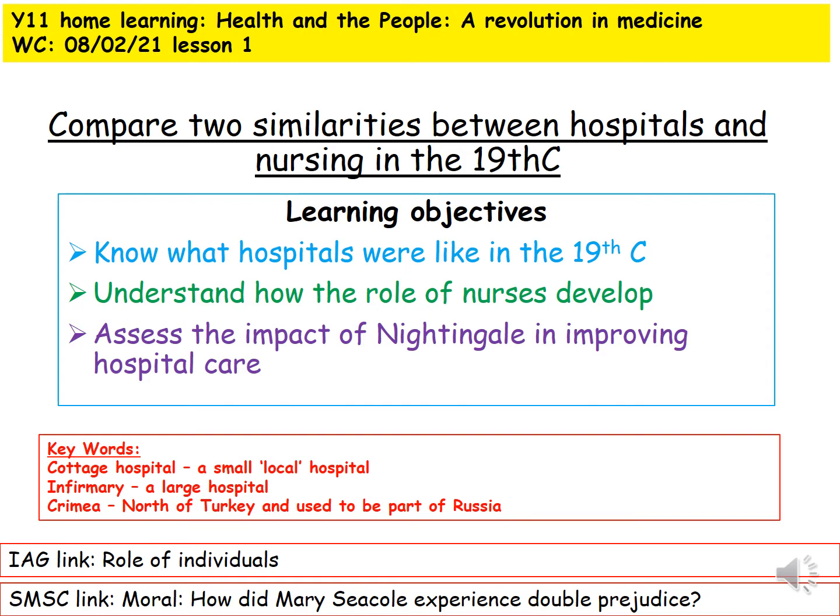We're also going to understand how the role of nurses developed in the 19th century. So we're looking at two women in particular. We've got Florence Nightingale and Mary Seacole. And we're finally going to assess the impact that Nightingale had in improving hospital care during this time period. So I'd like you to pause the video now to look at the key words.